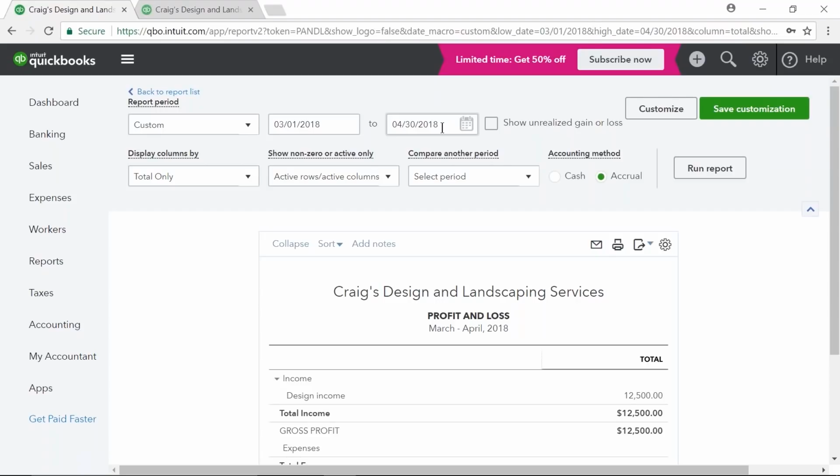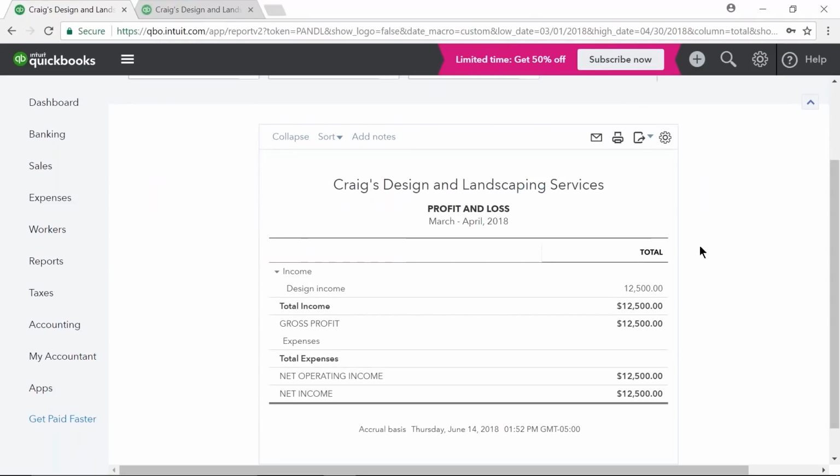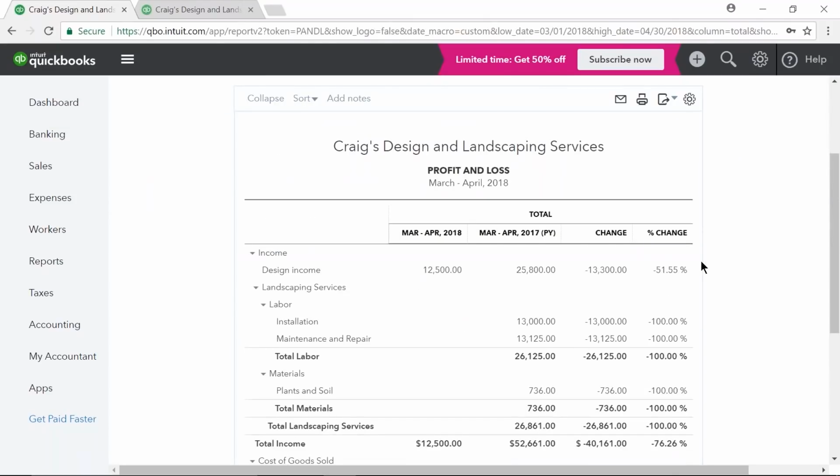If we wanted to see how well we did this year versus how well we did during that same period of time in a previous year, we can click the drop down arrow here and choose previous year, and then run the report again. This allows us to see, instead of just one month compared to another month in the same year, March through April 2018 compared to March through April 2017. So we're able to break these numbers down and compare different periods against one another to gain more insight about our business.